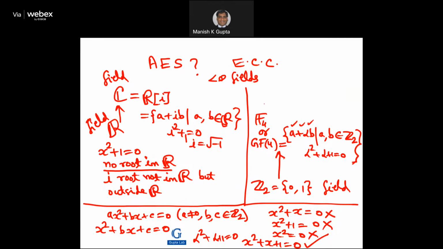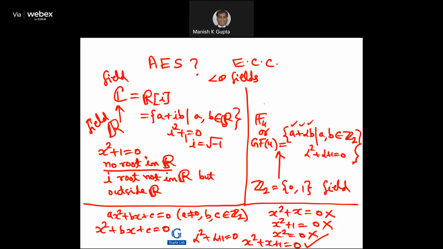-1 is the same thing as +1 modulo 2, right? So this is not going to work for us, because I am looking for an equation which has no root in the ground field, right? What about x square plus 1 is equal to 0? X equal to 1 is a root, so this is also not a proper equation. What about x square equal to 0? X equal to 0 is a root, so that is also not possible.